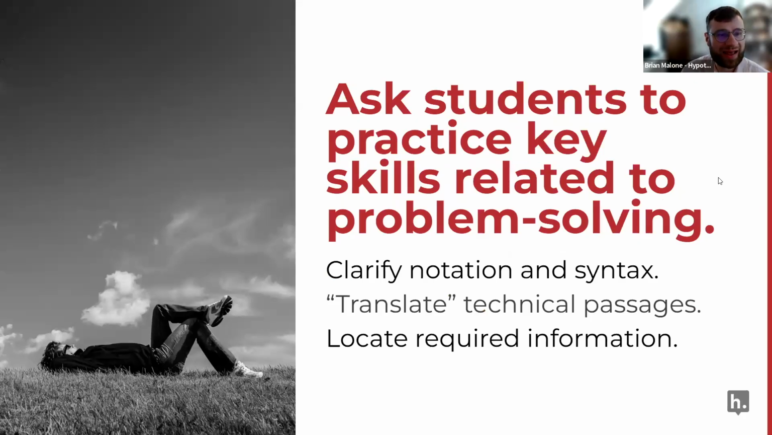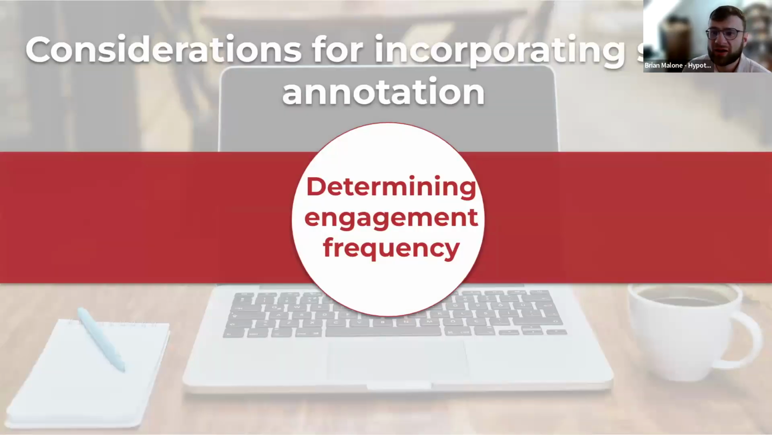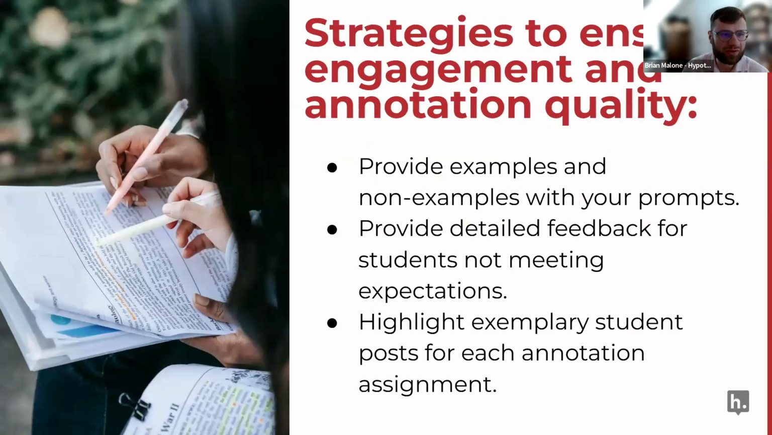Similarly to that final point I was making, you can ask students to practice key skills related to problem solving. This is things like if you have complicated notation or syntax, or if you need to translate really technical passages, this means having students rewrite really technical information in their own words, helping students locate required information. All of these things are things that you can do through Hypothesis that are going to help students get to those key takeaways sooner. And our next solution that we wanted to propose was the ability to determine engagement frequency. And what we mean by that is offering strategies to ensure engagement and annotation quality.